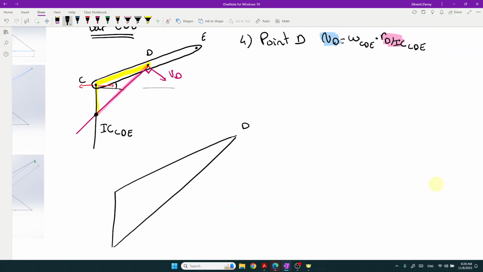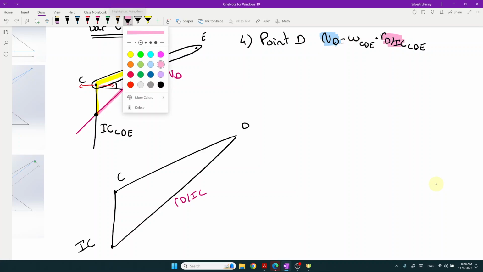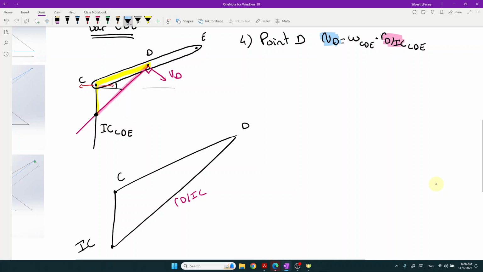Okay. Point D, point C. What we try to find is this one, RD about IC. The only thing that we know there is this distance, CD. It's given. So we know CD, that's it. We cannot find the RC about IC or the RD about IC, those two distances, just like this. We need some angles.